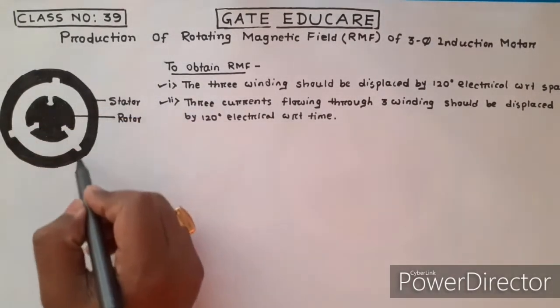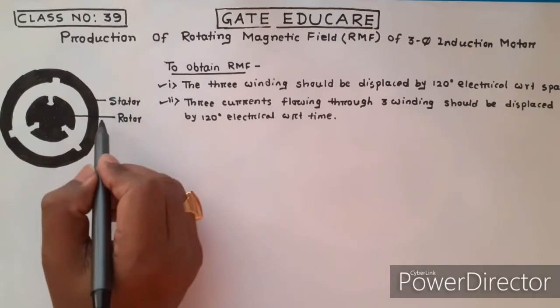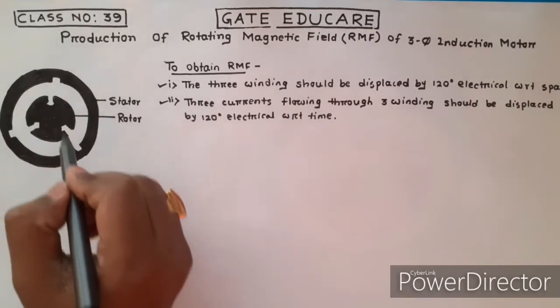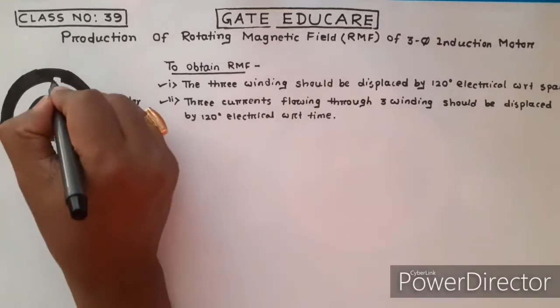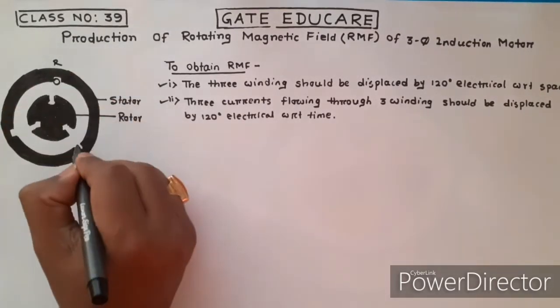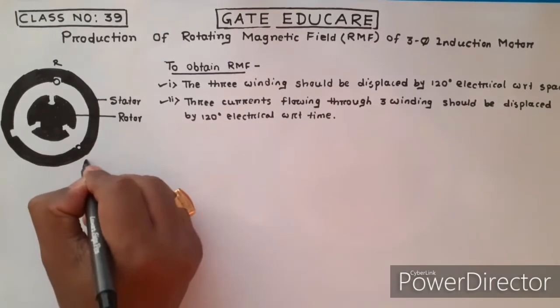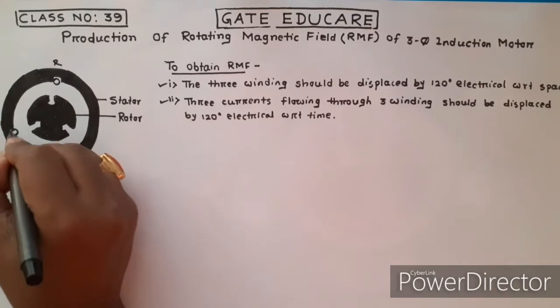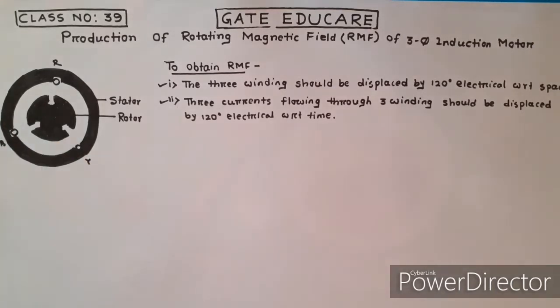This is a three-phase induction motor, this is the stator, this is the rotor. For your better convenience, I have shown only three slots. Let these slots correspond to R phase, these slots correspond to Y phase, and these slots correspond to B phase.